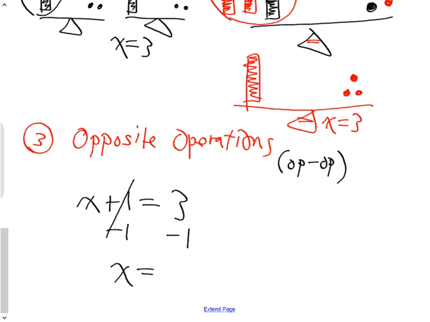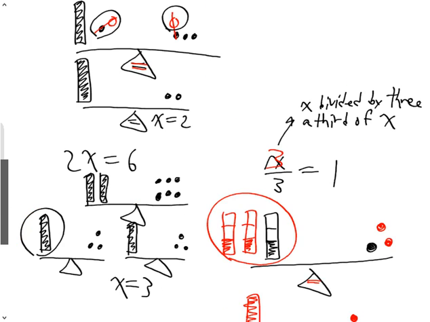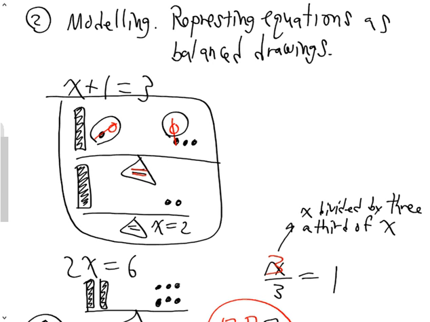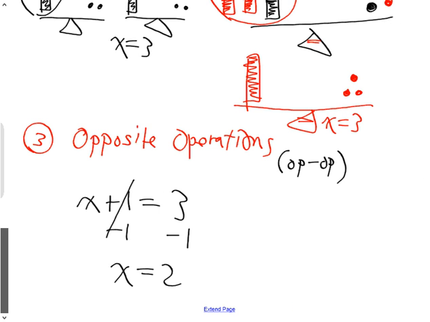And if I ask myself, what is the combination of 3 and negative 1? It's positive 2. So everything I just did numerically, with numbers, is the exact same thing I did right here pictorially, right? I added negative 1 to both sides and I got my solution of x equals 2. No difference.